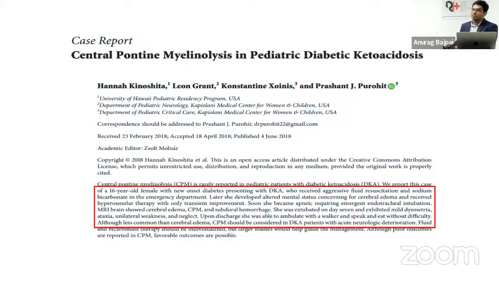A lot of people we have seen now, if there is no clinical or objective evidence of cerebral edema, but the child is looking sick, they think he must have cerebral edema, let's give mannitol.